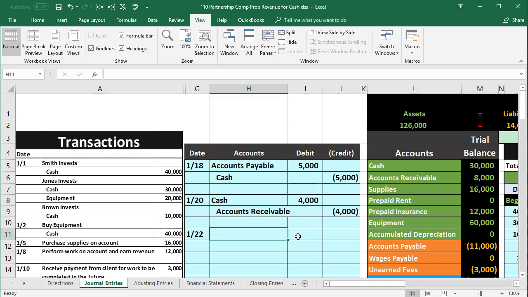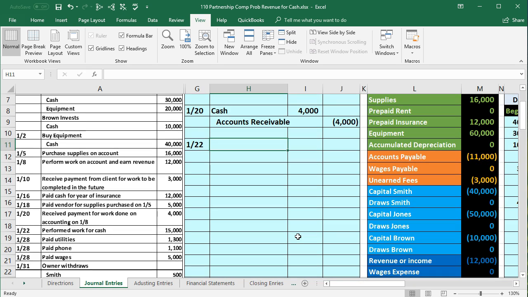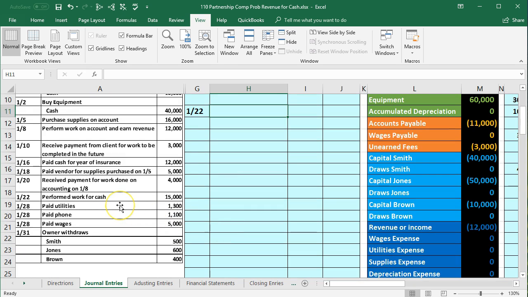In this presentation, we will continue on with our comprehensive problem, recording the transaction on January 22nd of Perform Work for Cash.